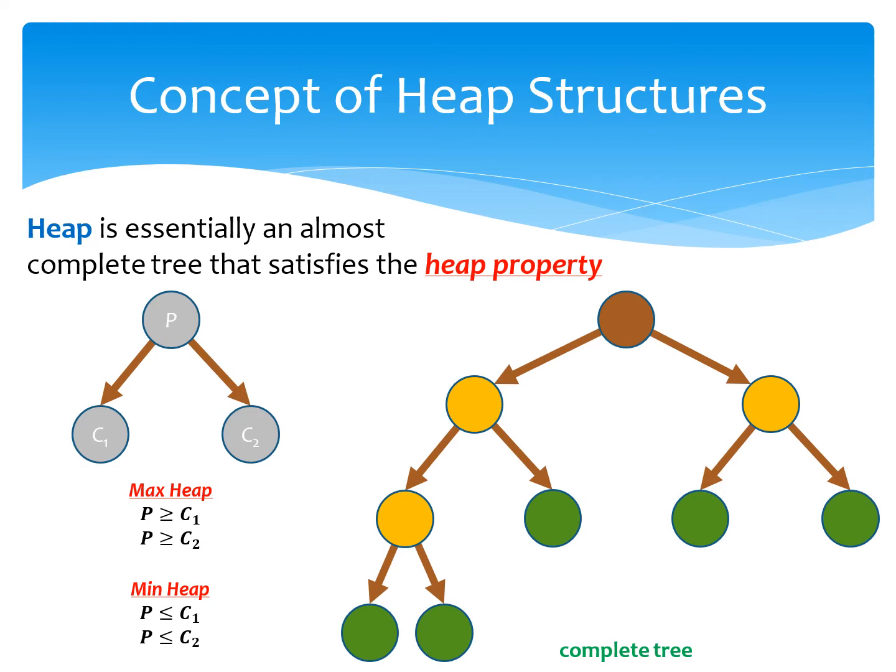For example, in a max heap structure, the root node always holds the maximum value in the tree. Contrarily, in a min heap structure, the root node always holds the minimum value in the tree. Owing to the heap property, heap structure is used to implement the priority queue by considering the priority level as the key of a node.